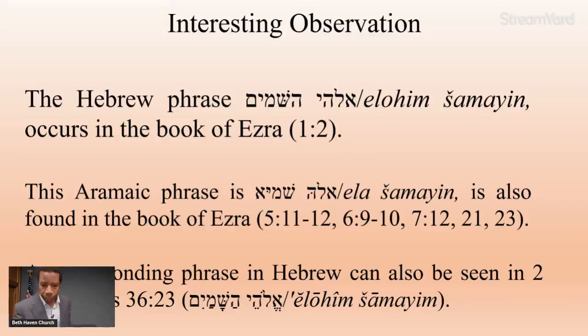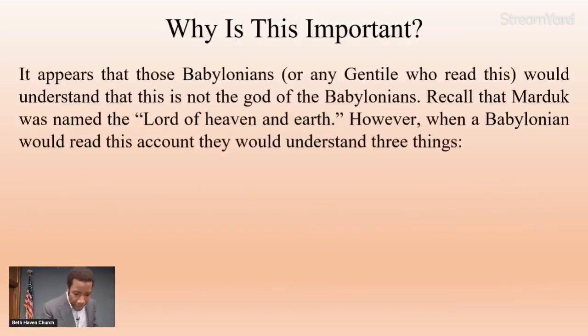Why is this important? Why do I bring this up? And why is this important to Daniel 2? Well, remember what the conjurers, the magicians, the Chaldeans said about this being impossible, right? That God doesn't reside with men. It would appear that those Babylonians or Gentiles who would read this would understand that this is not the God of the Babylonians. Remember how I told you Marduk is stealing someone else's attributes.